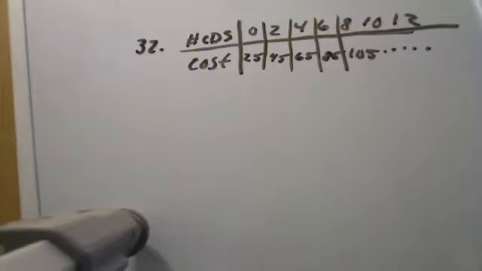Okay, we're going to be doing problem number 32 from section 5.1. It says the table shows total costs associated with purchases from an audio CD club, including an initial membership fee of $25. Write an equation for this situation. There's two different ways of doing this equation.